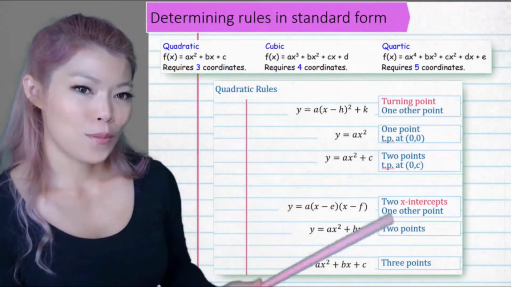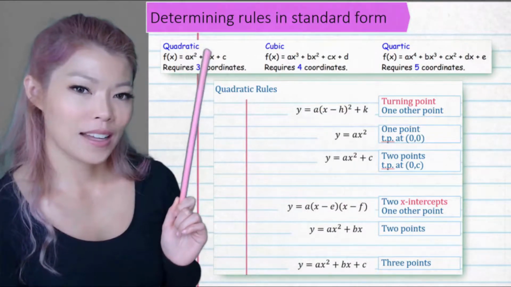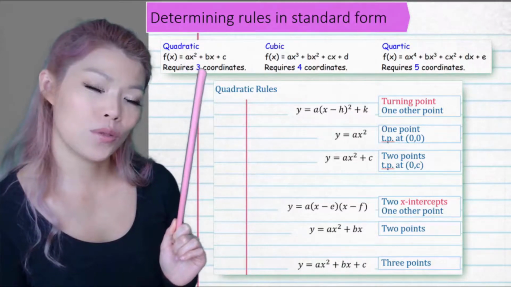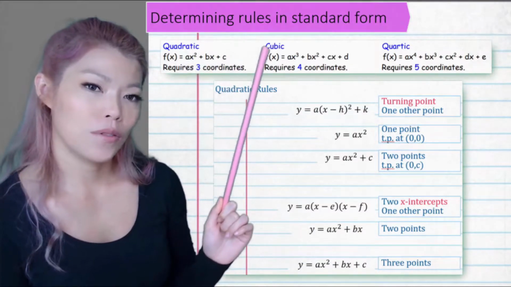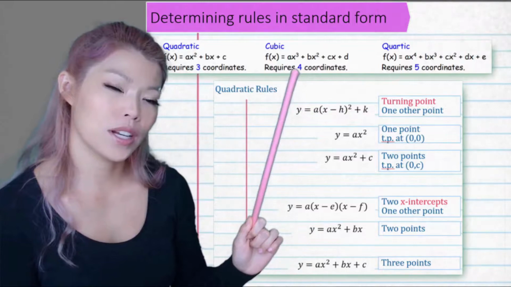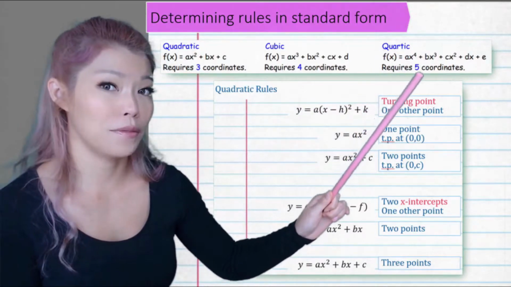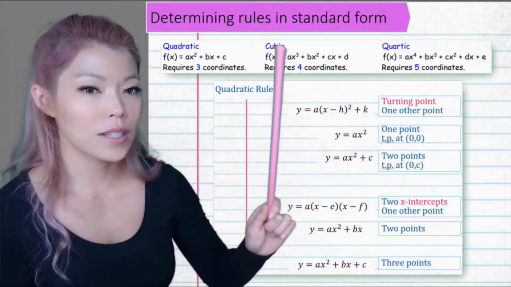This looks overwhelming, but I'm just giving you a quick browse. And remember, for quadratic, we needed 3 coordinates to find a, b, c, while for cubic, we will need 4 coordinates. And for quartic, guess what? We'll need 5 coordinates. But it's not always in the standard form.